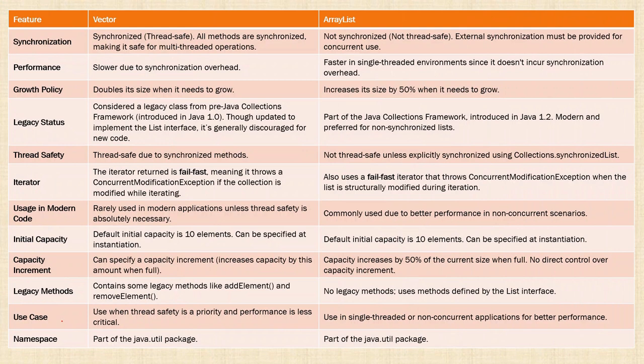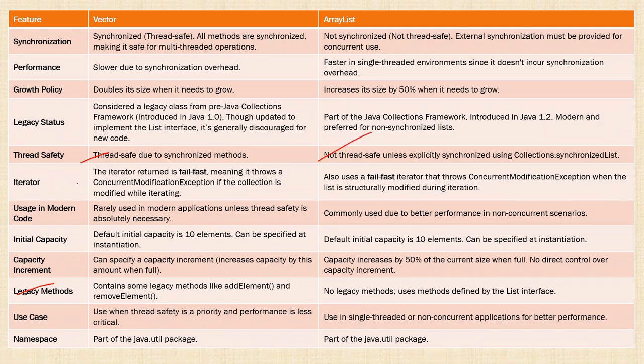Growth policy: Vector doubles its size when it needs to grow, so it will make the size double when the threshold is reached. ArrayList increases its size by 50% when it needs to grow. Legacy status: Vector is legacy and ArrayList was introduced in Java 1.2. Thread safety: Vector is thread safe and ArrayList is not thread safe.